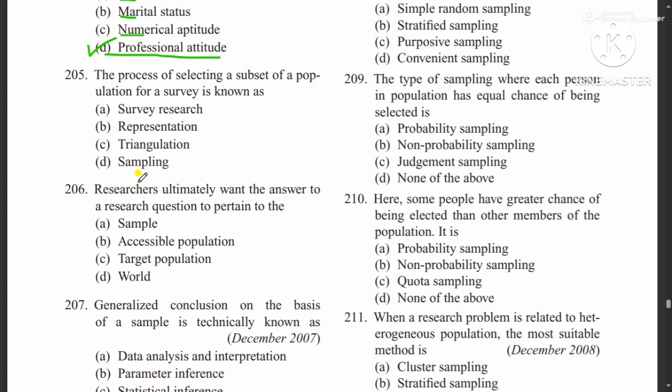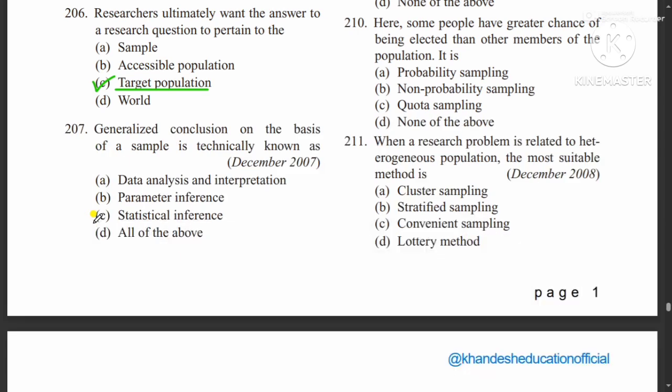Next question: the process of selecting a subset of a population for a survey is known as. Option D is correct. Sampling. A researcher ultimately wants the answer to a research question to pertain to the... Option C is correct. Target population. Next question: generalized conclusion on the basis of a sample is technically known as. Option C is correct. Statistical inference.